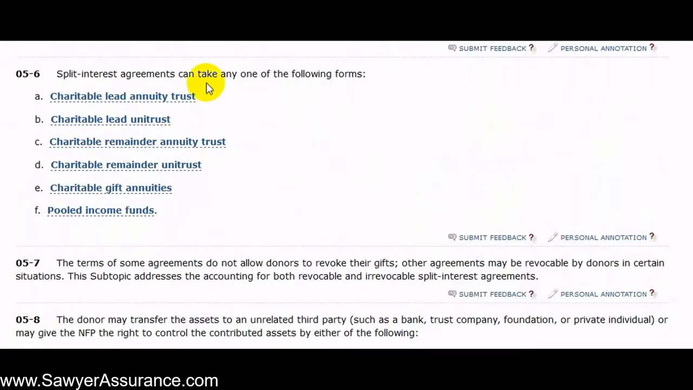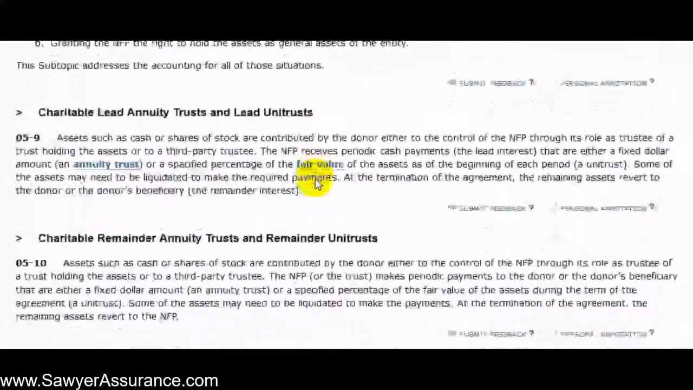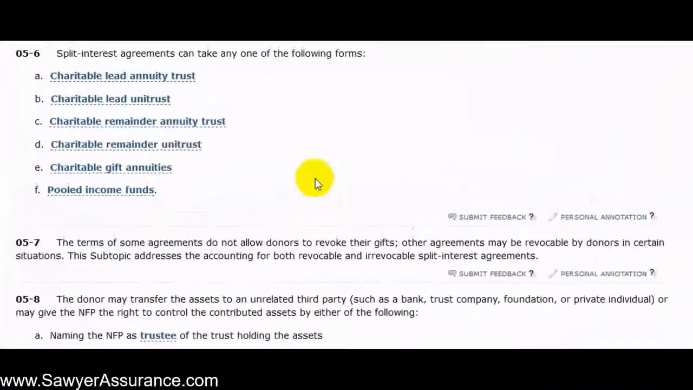So it says here at subsection 056 that split interest agreements can take several different forms. They can be charitable lead annuity trust, charitable lead unitrust, charitable remainder annuity trust, charitable remainder unitrust, charitable gift annuities, and then pooled income funds. Each of these has a definition in the glossary, but fortunately for us, they're discussed in more detail individually down here, so we won't need to go to the glossary.